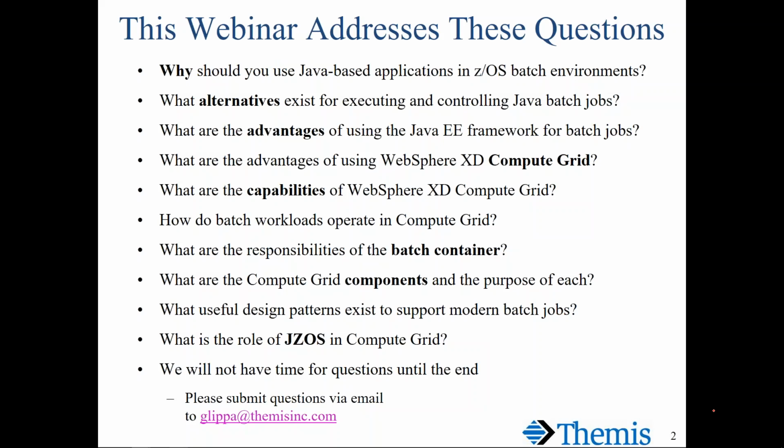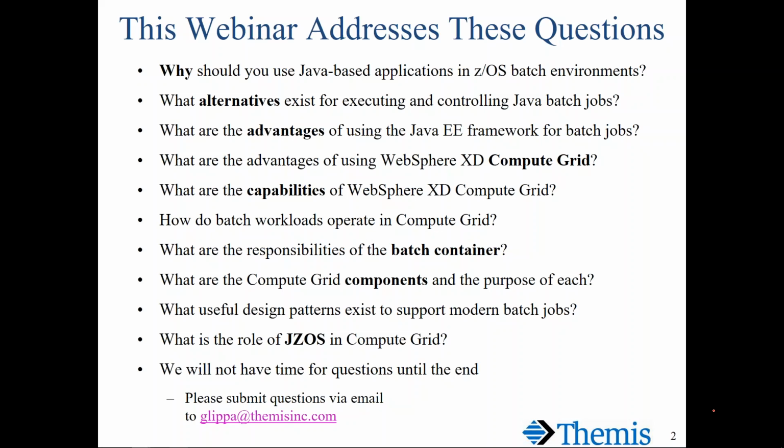These are the things that we're going to take a look at today in today's webinar. One, why would you ever do this? You've already got batch jobs running in z/OS. Why do you want to switch to Java? What alternatives are there? There are a number of alternatives, and we'll look at the advantages and disadvantages of several of them before we move on to talking about WebSphere Extended Deployment XD Compute Grid and what its capabilities are.